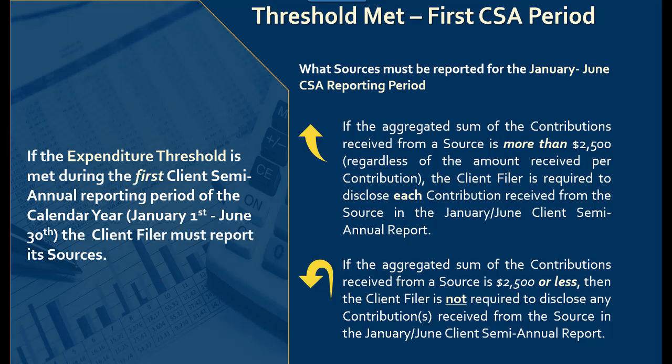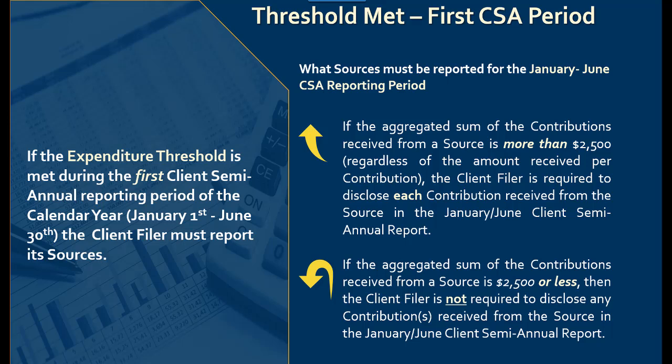Now, what sources must be reported for the January-June CSA reporting period? If the aggregated sum of the contributions received from a source is more than $2,500, the client filer is required to disclose each contribution received from the source in the January-June client semi-annual report.